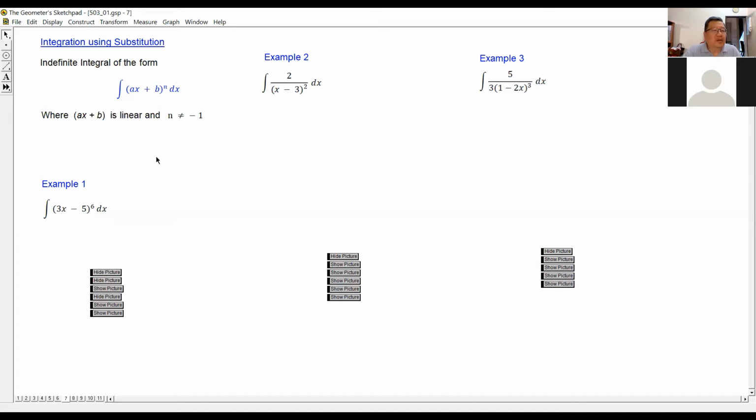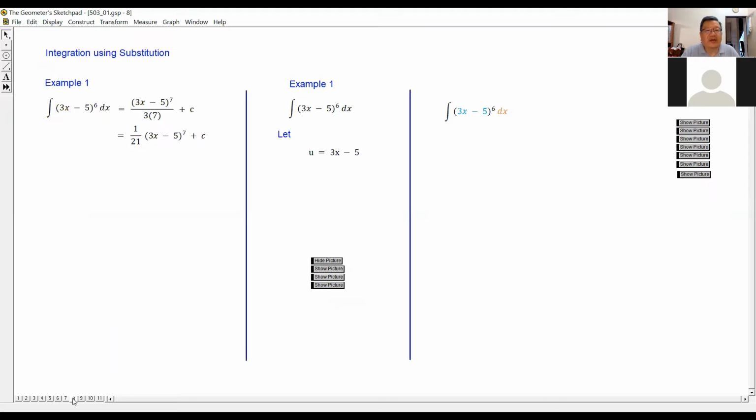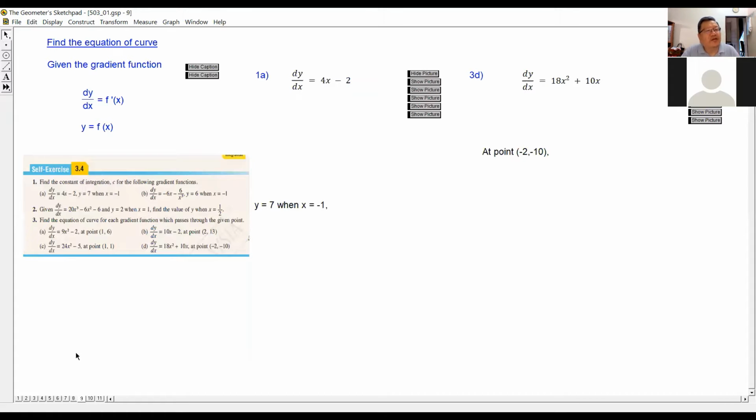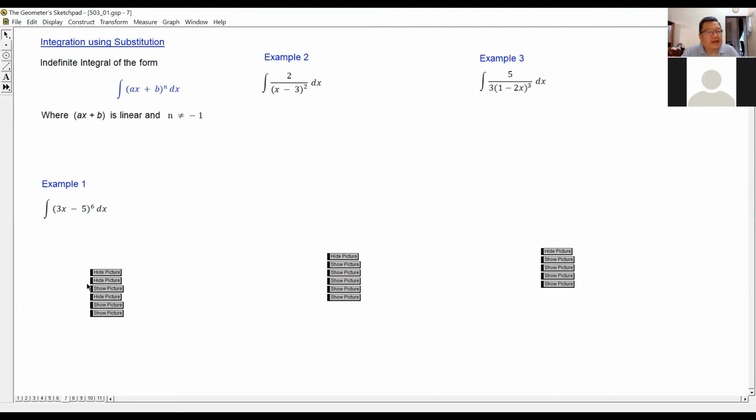So there is a formula for integrating this type of function, and of course the formula is not called substitution. We just memorize the method and do it. Afterwards I'm going to show you what substitution is. For this method, you use u equals 3x minus 5, and afterwards I'm going to prove it to you using substitution. So far, what we are learning here is not yet that.